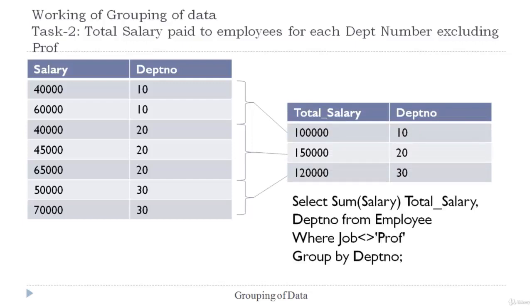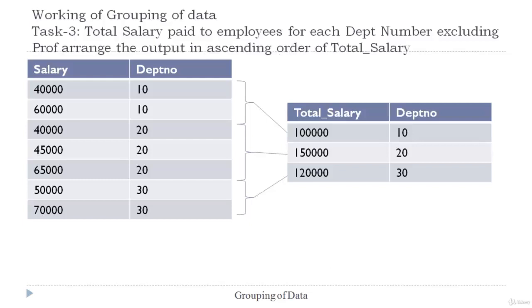The query to perform this operation is: select sum(salary), department number from employee where job is not equal to professor group by department number. Here we have used the where clause to discard the job title professor before making the group on department number. In this example, we have shown the usage of the where clause with the group by clause.